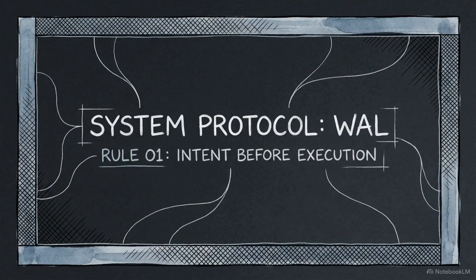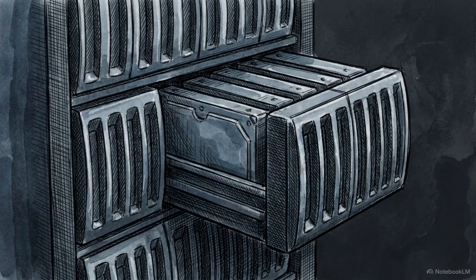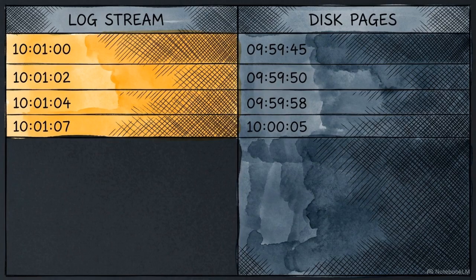It ensures that the plan is completely safe before final data is touched. The core logic here is that the system must have a way to recover its intent before it can risk making the final change to the data pages. Because of this, data pages on a disk are often behind the curve. The log stream is the authoritative history of what has actually occurred.